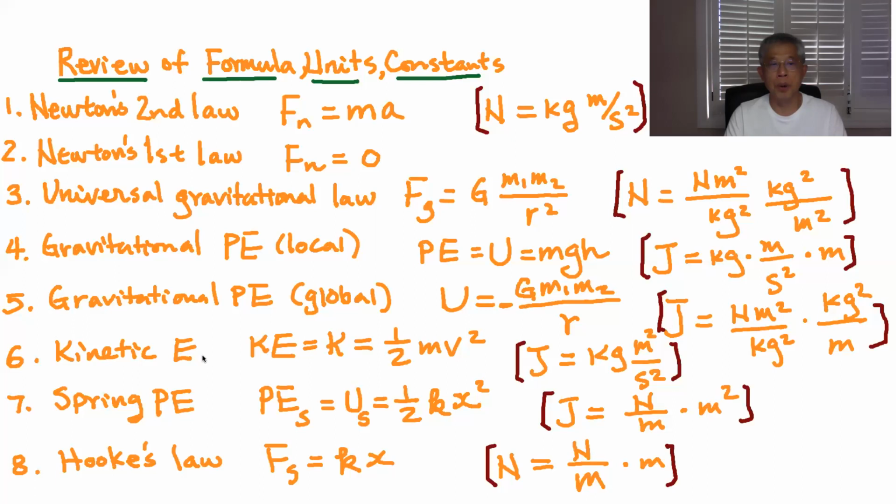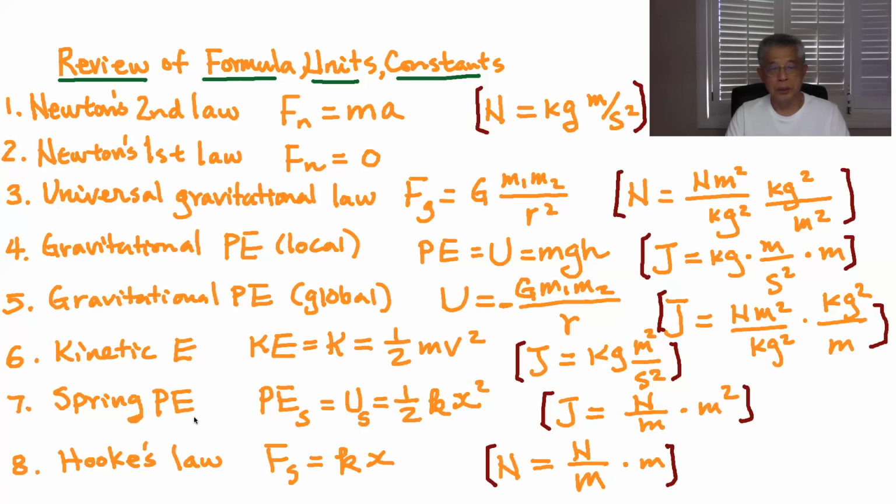Number 6, kinetic energy. It's the energy of motion, short as K, also short as KE, equal to 1/2 mv squared. m is the mass, v is the velocity. Since it's a square, it's always positive. So K is always positive as defined. KE is an energy, so the unit is joule, m is in kg, v is meter per second, so v squared is meter squared per second squared.